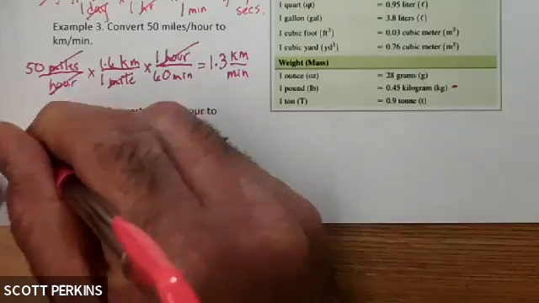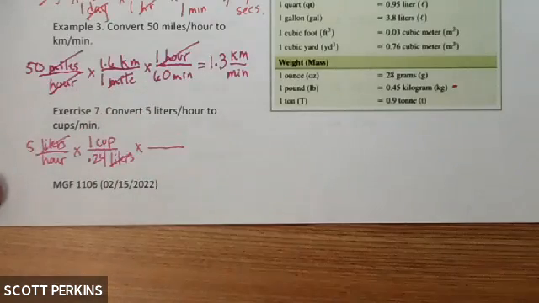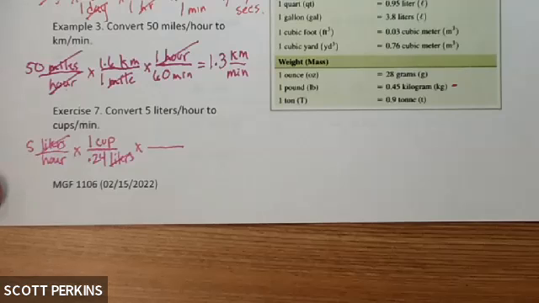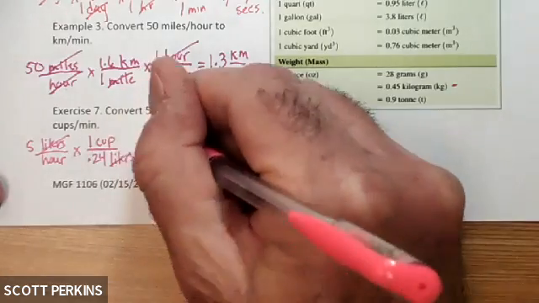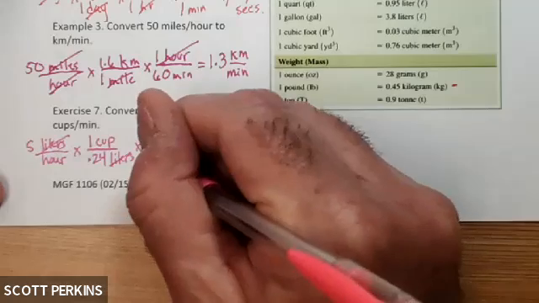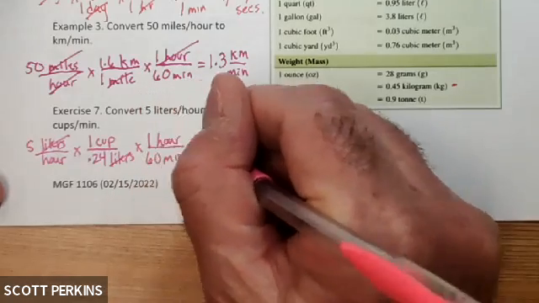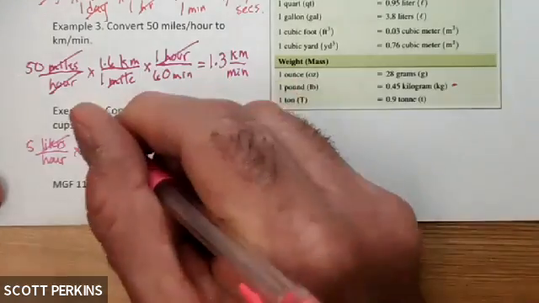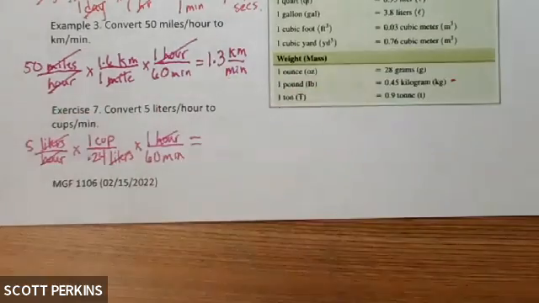So now I've got my liters to cancel. If I stopped the problem now, I'm in cups per hour. But now I want to finish and change the hours into minutes. So 1 hour, just like the last problem, the 1 hour is 60 minutes. And so now my hours are gone and I have cups per minute are the units that are left.